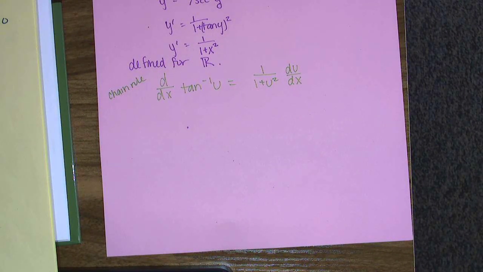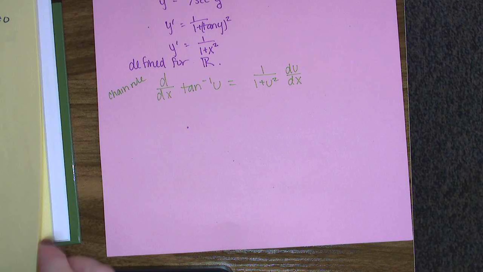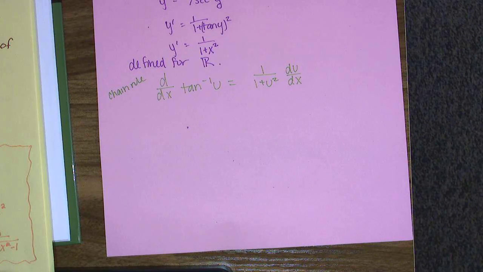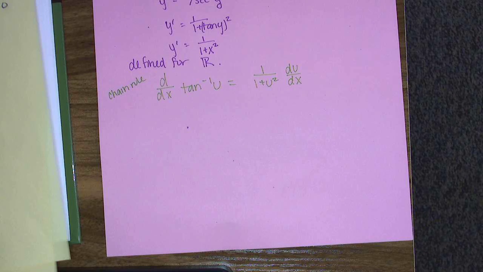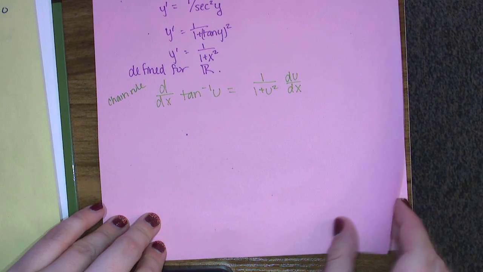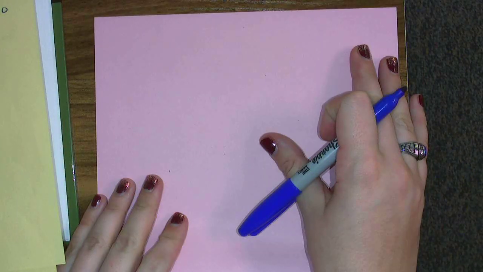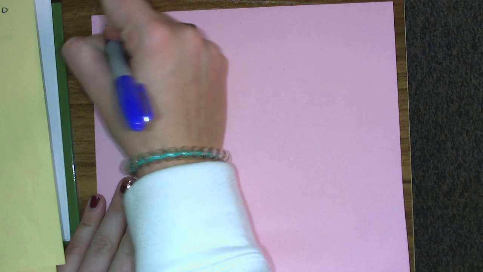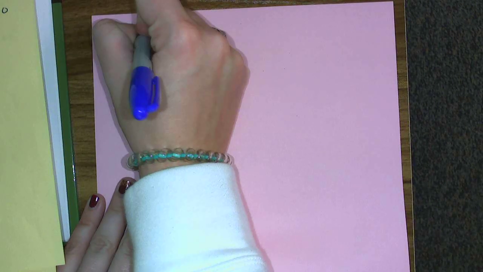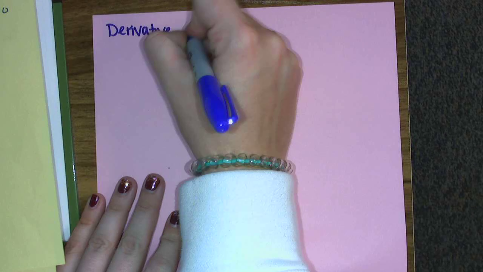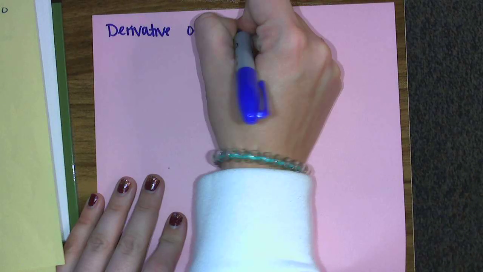So then we have one more. Probably going to go to a new page because this one takes a little bit more space here. If you don't have a decent amount of space left, you might want to go to a new page if you want the whole thing on one page. So the derivative of arc secant.